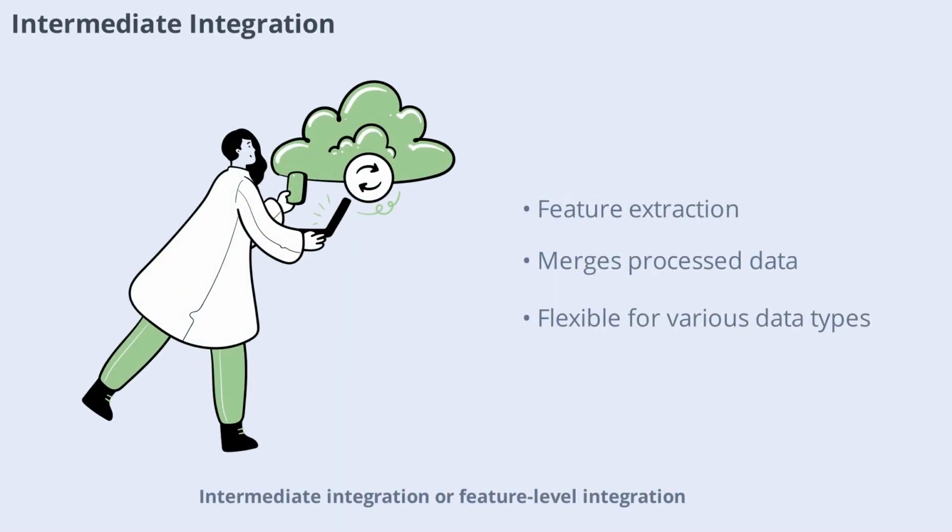Intermediate integration, or feature-level integration, combines data after initial processing but before final analysis. In this method, features are extracted from each dataset, such as gene expression levels or protein abundances, and then merged into a single feature matrix. This approach balances the need for compatibility with the flexibility to handle different data types. It's widely used in machine learning applications within systems biology.